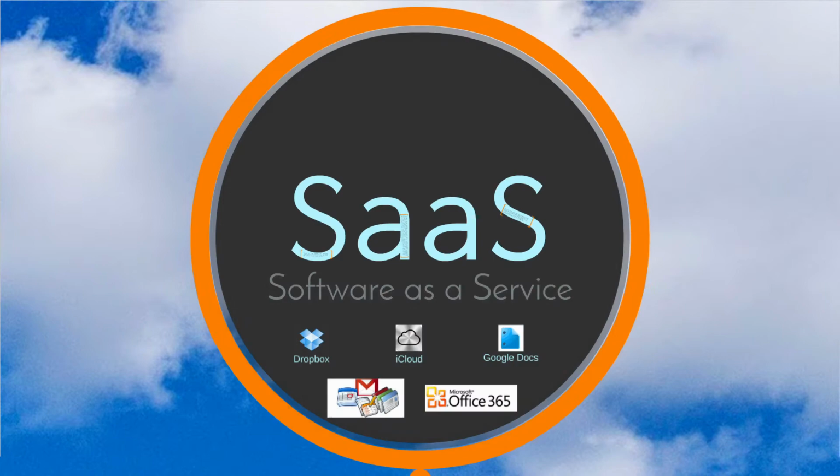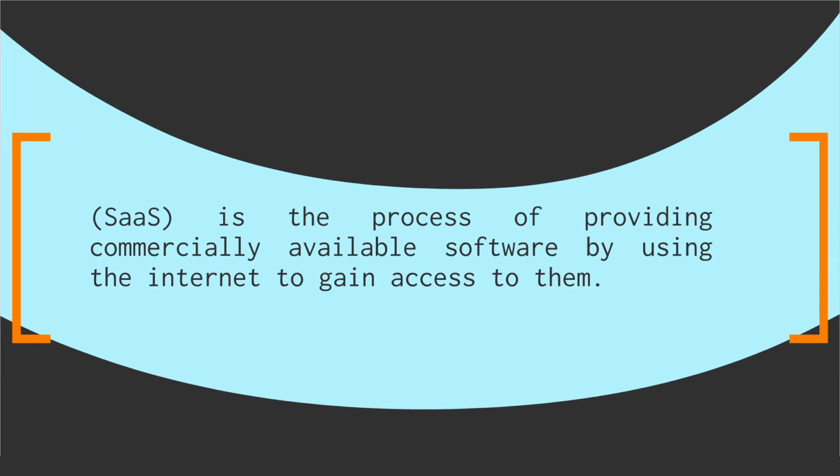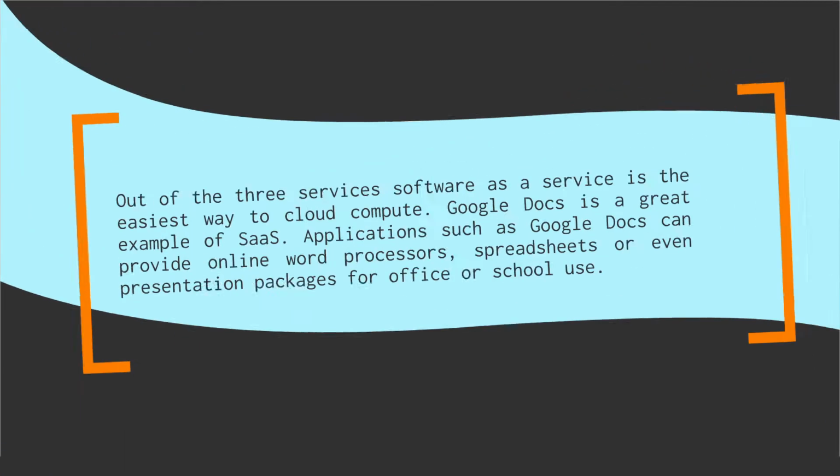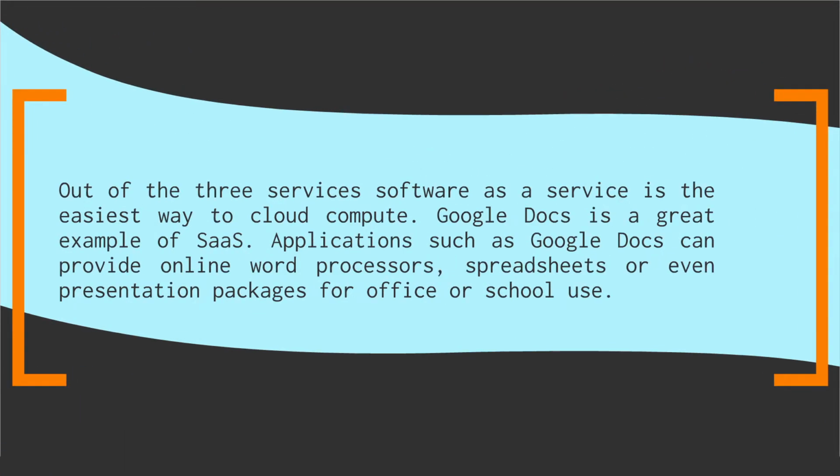Software as a service. Or simply, instead of buying and installing expensive software and licenses, businesses can use their servers over the internet. All they need to do is open accounts with the software as a service providers and pay a monthly usage fee. For example, Google Docs provides online spreadsheets, word processor, etc. for office and school use.